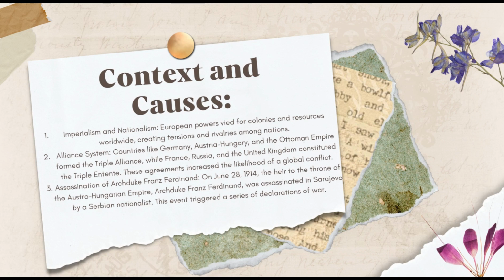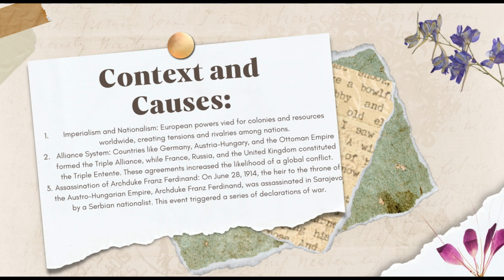Context and causes. 1. Imperialism and nationalism. European powers vied for colonies and resources worldwide, creating tensions and rivalries among nations. 2. Alliance system. Countries like Germany, Austria-Hungary, and the Ottoman Empire formed the Triple Alliance, while France, Russia, and the United Kingdom constituted the Triple Entente. These agreements increased the likelihood of a global conflict.